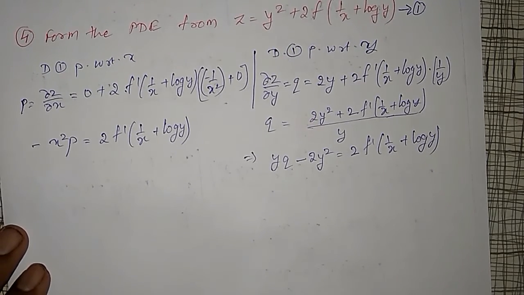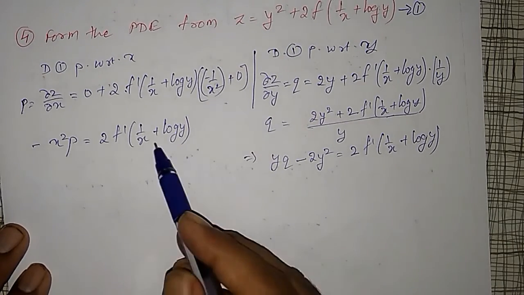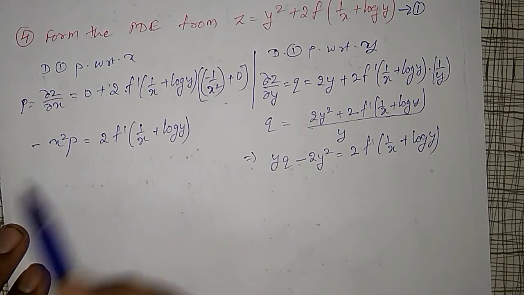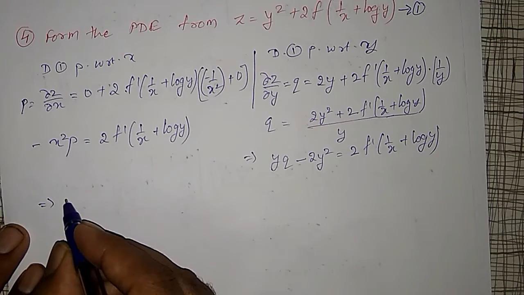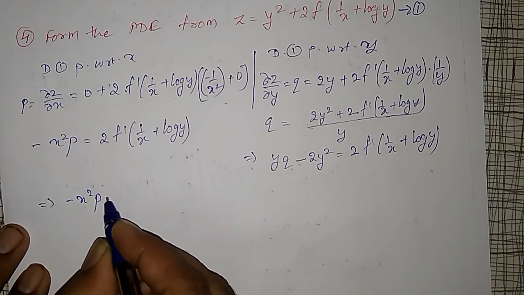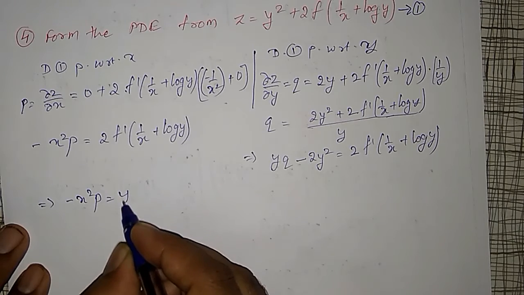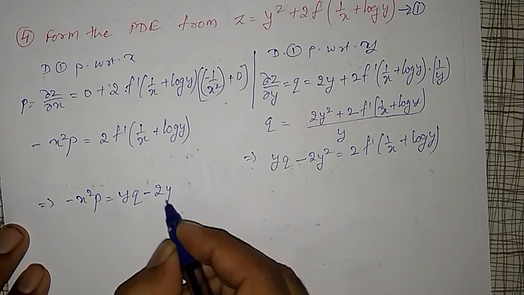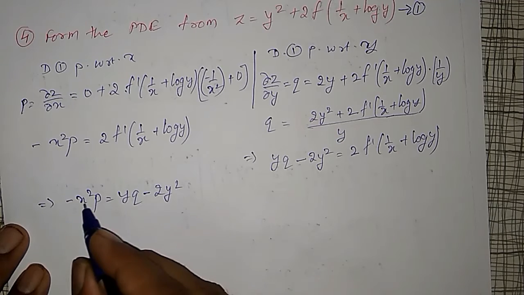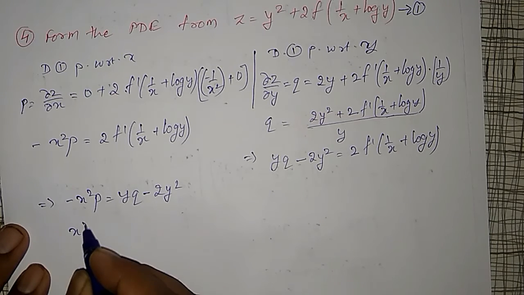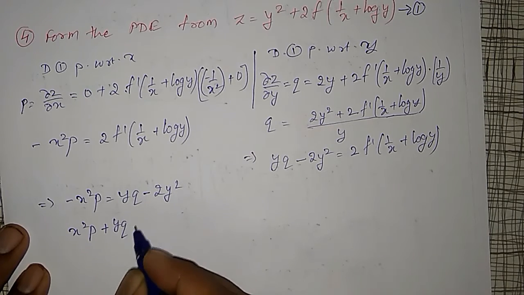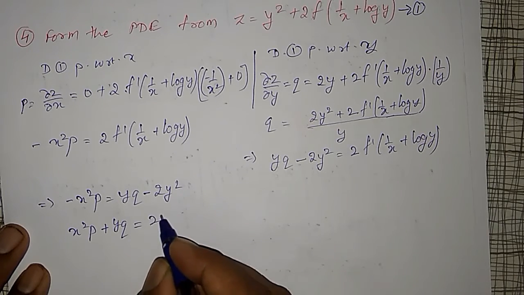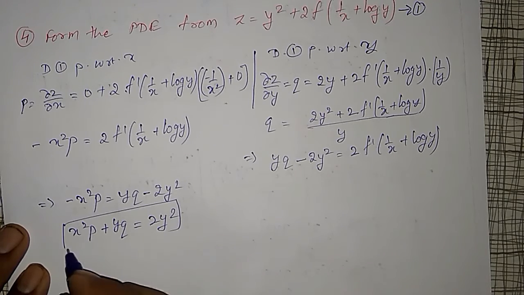The simple way is, both right hand sides are equal, therefore the left hand sides must also be equal, which implies minus x square p is equal to y into q minus 2y square, or x square p plus yq is equal to 2y square. This is my required PDE of first order.